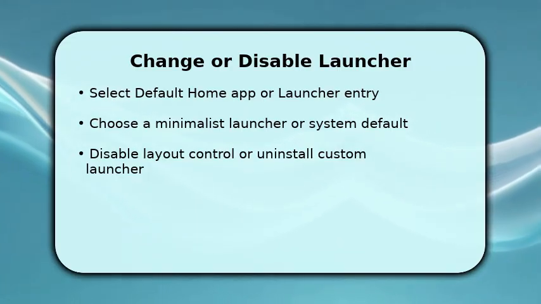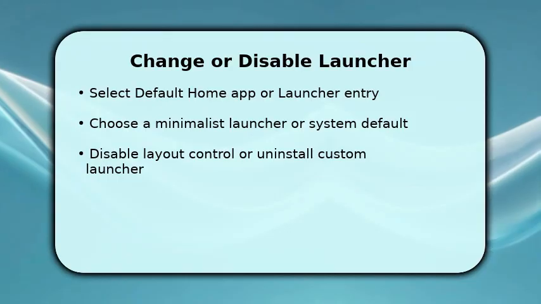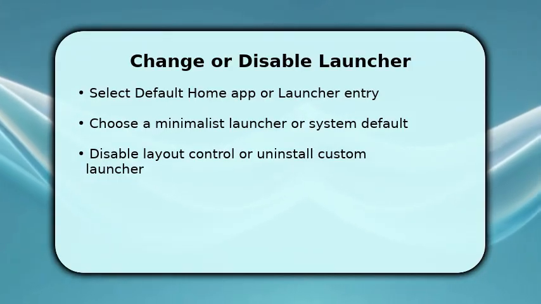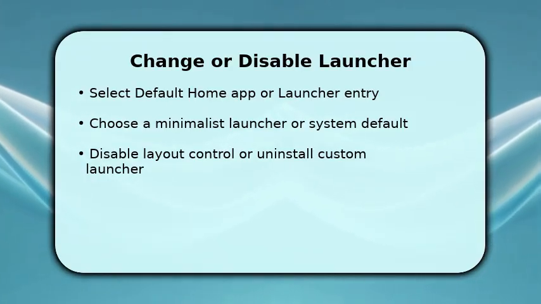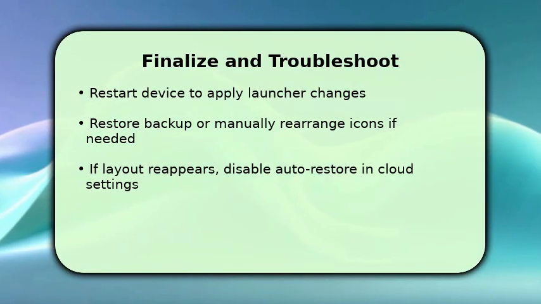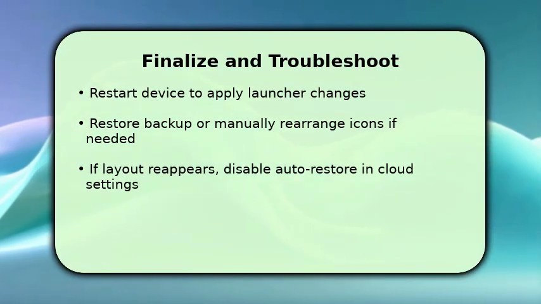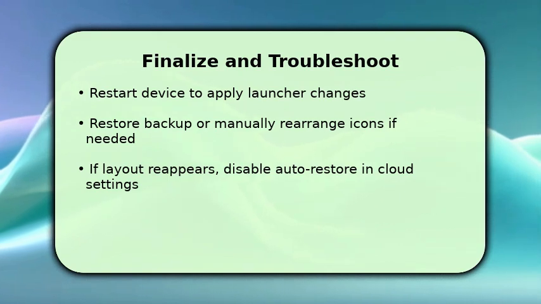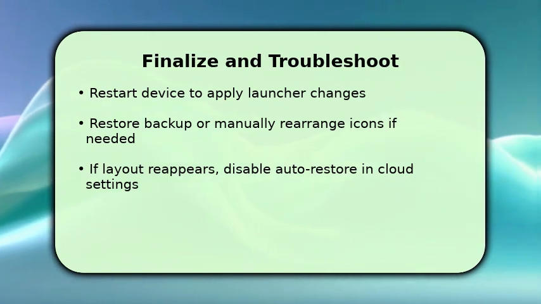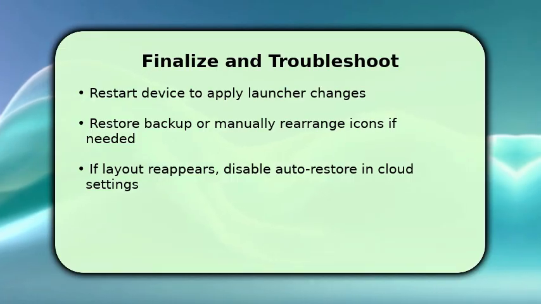Make sure to check launcher-specific settings for home layout control and turn off any lock layout or grid enforcement options. Finish by restarting your device so the new home app fully initializes. Once done, inspect the home screen and restore your backup or manually rearrange icons to your preference.